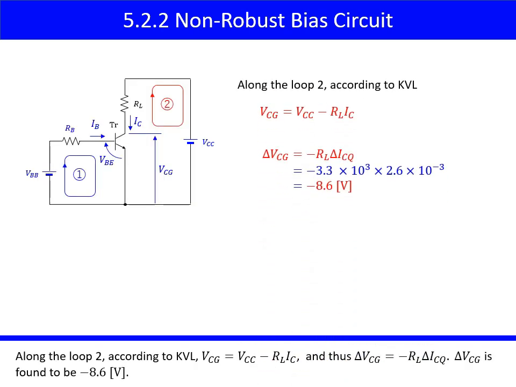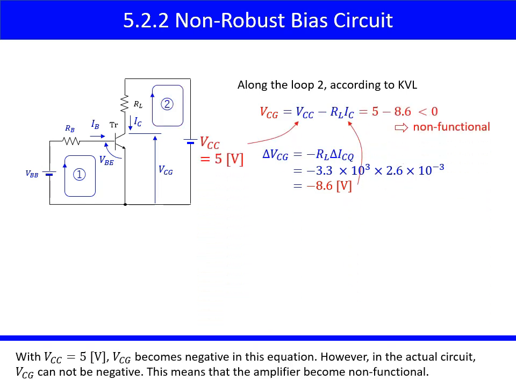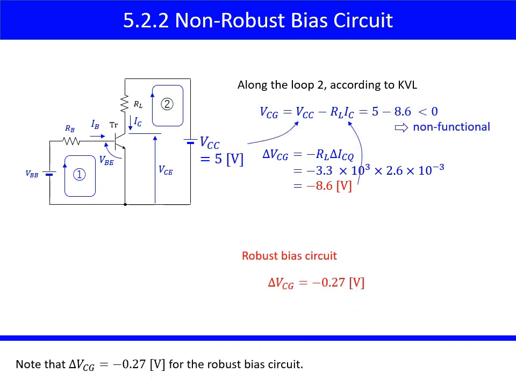Along the loop 2, according to KVL, VCG equals VCC minus RL IC, and thus delta VCG equals -RL delta ICQ. Delta VCG is found to be -8.6 volts. With VCC equals 5 volts, VCG becomes negative in this equation. However, in the actual circuit, VCG cannot be negative. This means that the amplifier becomes non-functional. Note that delta VCG was -0.27 volts for the robust bias circuit.